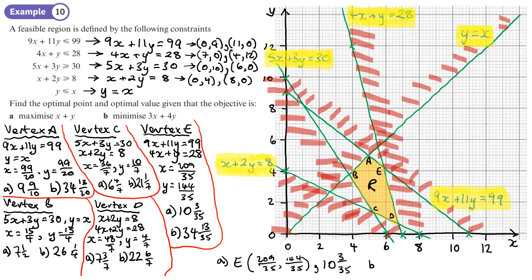Then we'll go on to part B. So part B, which is what we want to minimize, 3x plus 4y. So we can look for the minimum value of 3x plus 4y, and that's this, the 21 1/7. So that's vertex C on my diagram. So I'll just put C. So the optimal point will be 36/7, 10/7, and the optimal minimized value will be this 21 1/7.